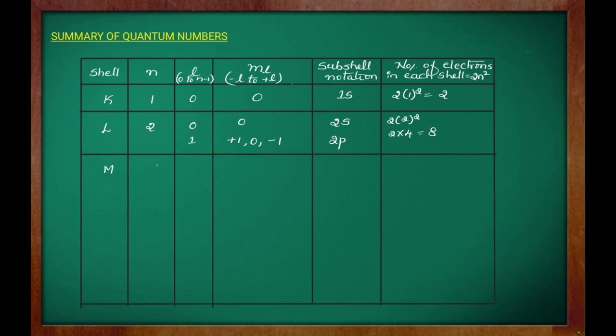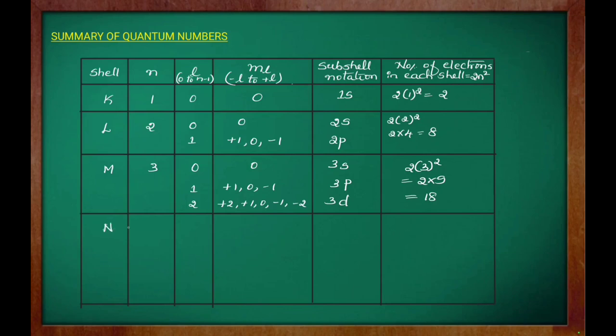The M shell has the principal quantum number value 3. So, the corresponding l values are 0, 1 and 2. The ml values are written as 0; plus 1, 0, minus 1; plus 2, plus 1, 0, minus 1, minus 2. The subshell notations: corresponding to l equal to 0 it is s, for l equal to 1 it is p, and for l equal to 2 it is d. Since they belong to the M shell, it is 3s, 3p and 3d. For the total number of electrons, it is 2n square, n value is 3, so 2 into 3 square, which is 2 into 9, and the total number of electrons is 18.